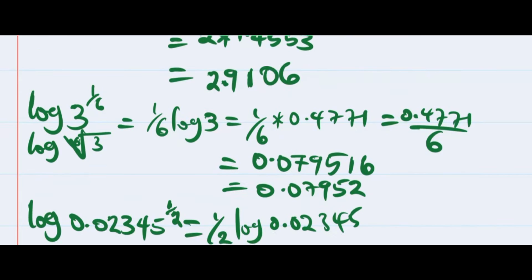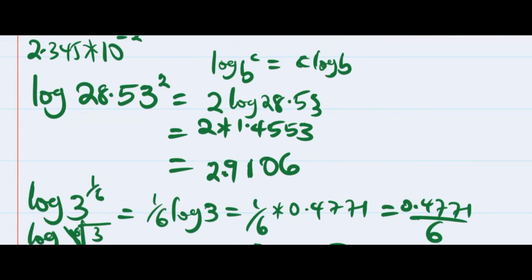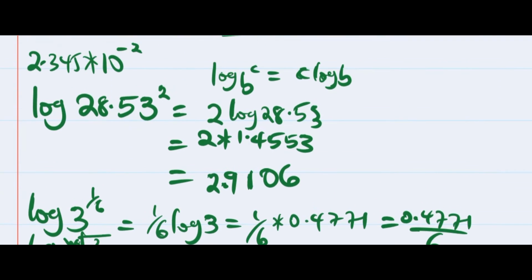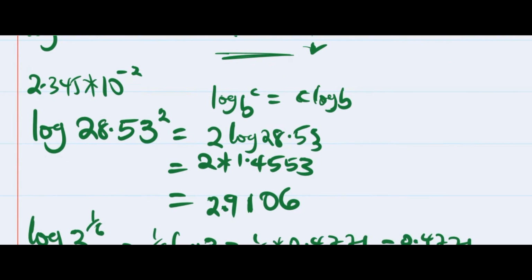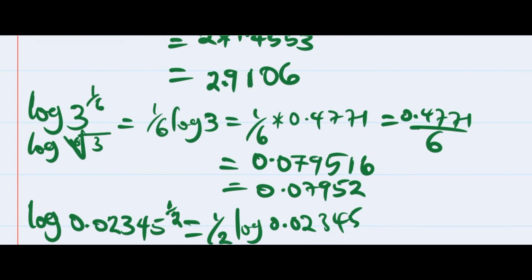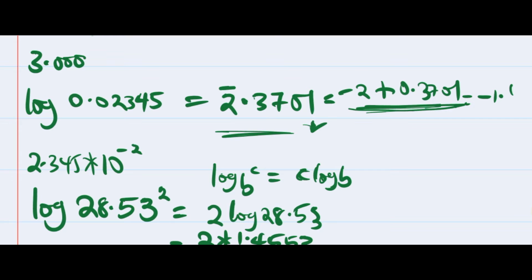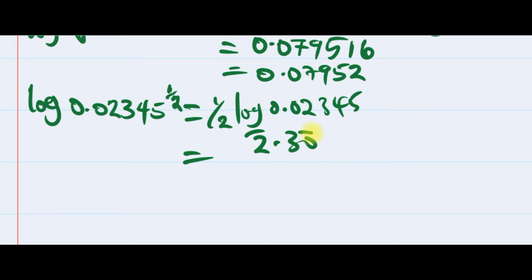What's the value? Bar 2.3701, and I told you it can be split as minus 2 plus 0.3701, all over 2.